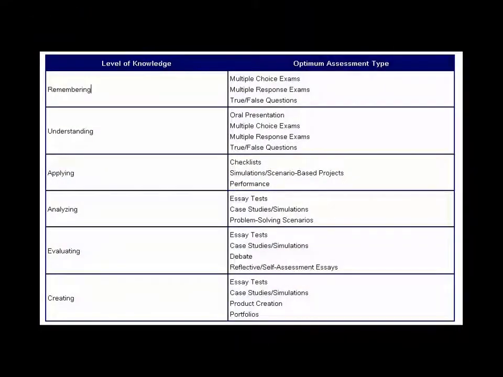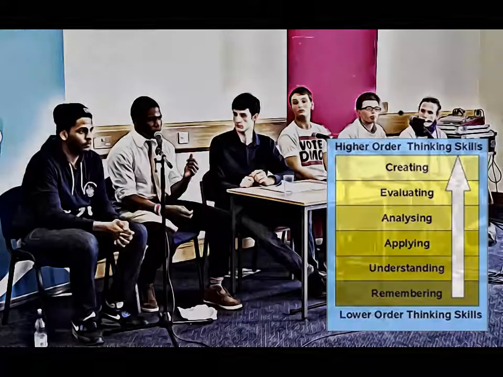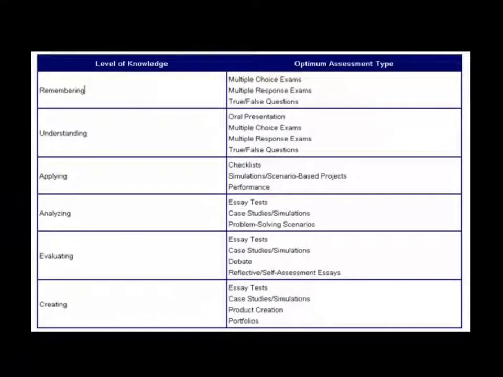Naturally, you can employ some assessment types at more than one level of knowledge and still be effective. For example, having students debate an issue requires them both to analyze and to evaluate. The big distinction is between the lower order skills, levels 1 through 3, and the higher order skills, levels 4 through 6. Here are the optimal assessment types for each level of Bloom's taxonomy.